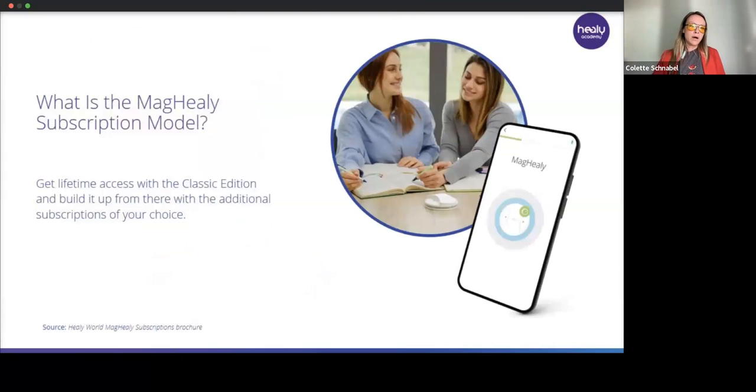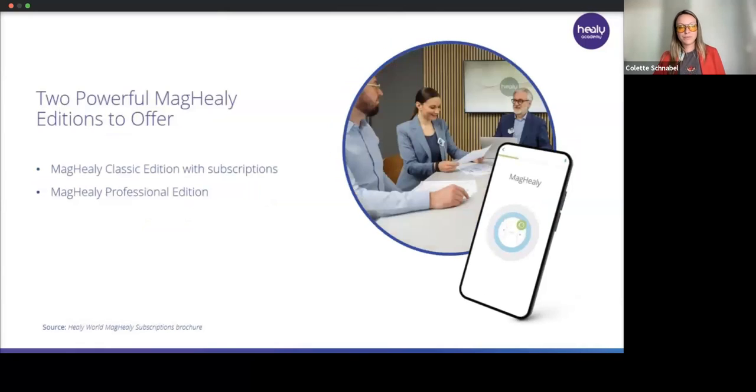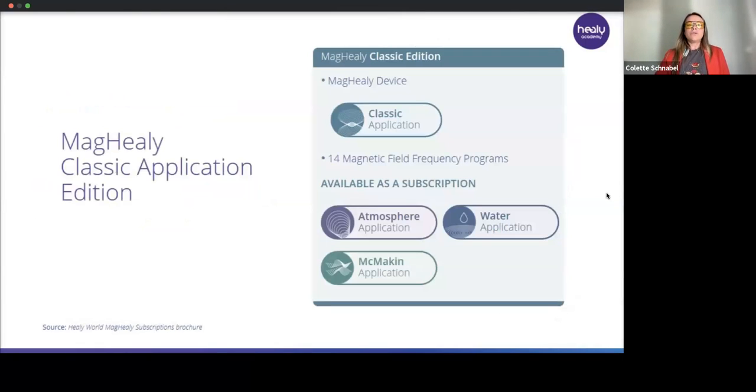Again, what is the MagHealy model? It's to get lifetime access to the classic edition, so the first ones we showed you, and build it up from there with an additional subscription of your choice. As we see here with the classic application, they're only going to be getting 14 programs that are going to go physically on the body.